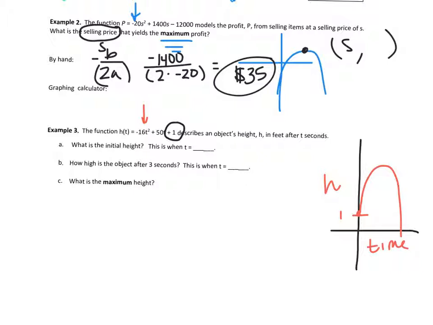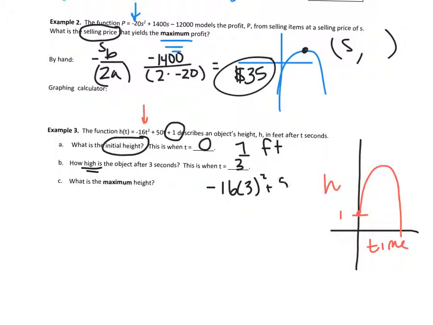So what is the initial height? This is when the time is 0. So if you plug in 0 for t, you're going to get 1. So the initial height is the y-intercept, which is 1 foot. How high is the object after 3 seconds? This is when t equals 3.